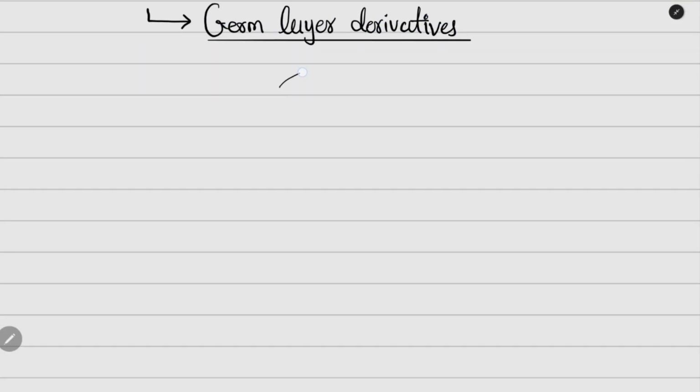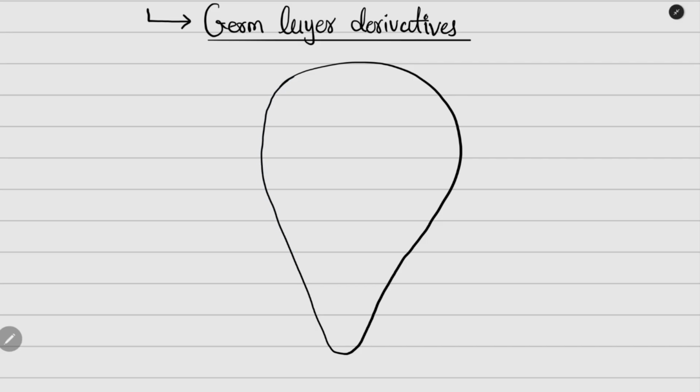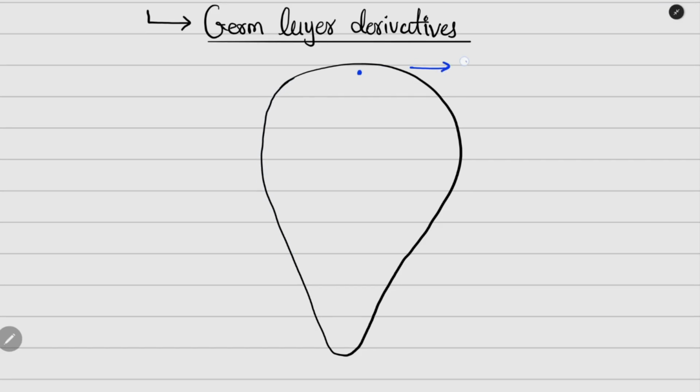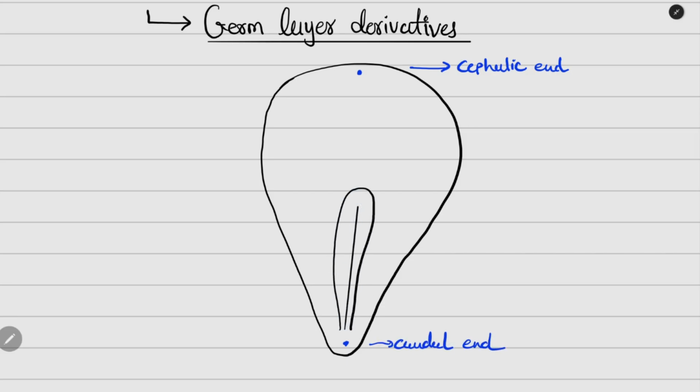Today we are going to learn germ layer derivatives. As we know, at the start of embryogenesis we have the primitive streak in the caudal to cephalic direction. Let's assume this is the cephalic end and this is the caudal end. The primitive streak is from caudal to cephalic direction.